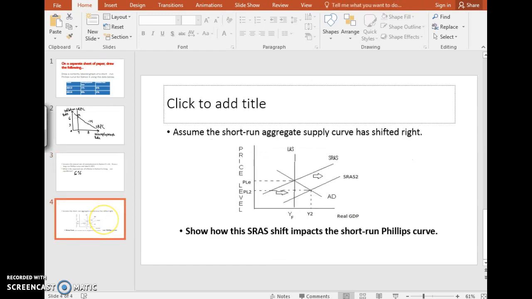And then lastly, it says, SRAS has gone right. Think of some reasons why it's gone right. Ready? Talk amongst yourselves. Go. All right, we're back. Why has it gone right?